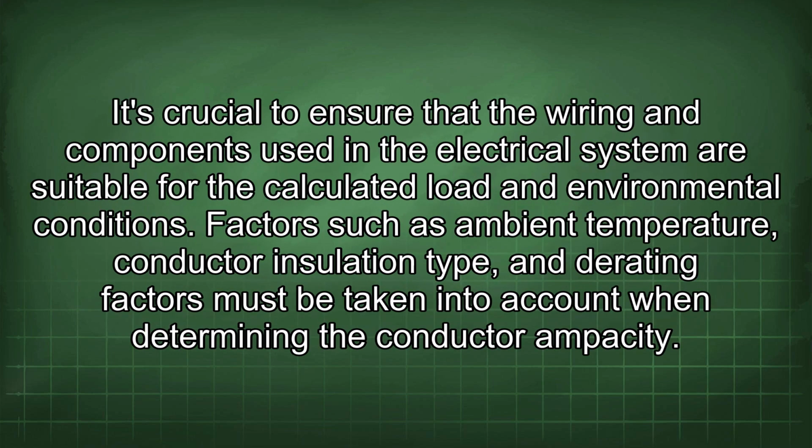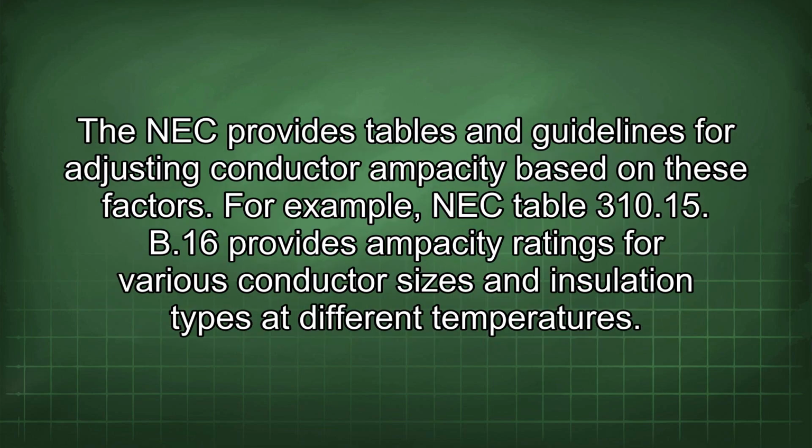It's crucial to ensure that the wiring and components used in the electrical system are suitable for the calculated load and environmental conditions. Factors such as ambient temperature, conductor insulation type, and derating factors must be taken into account when determining the conductor ampacity. The NEC provides tables and guidelines for adjusting conductor ampacity based on these factors. For example, NEC Table 310.15(B)(16) provides ampacity ratings for various conductor sizes and insulation types at different temperatures.